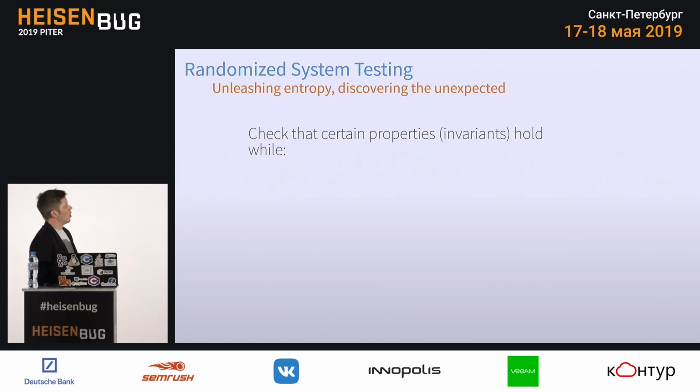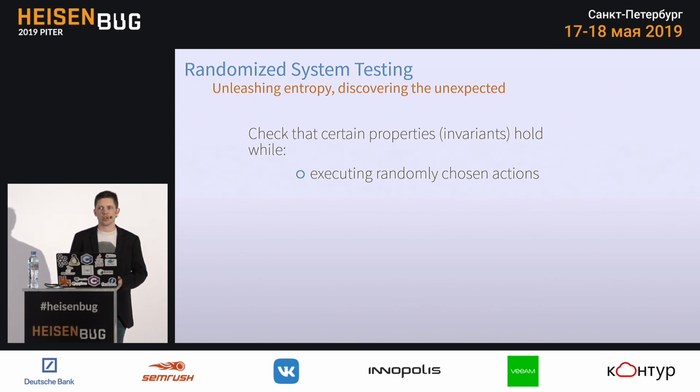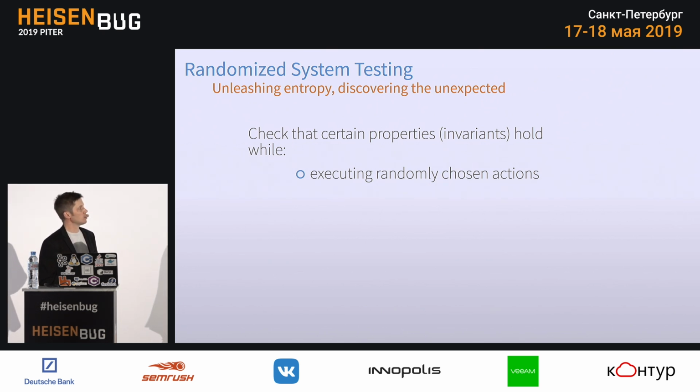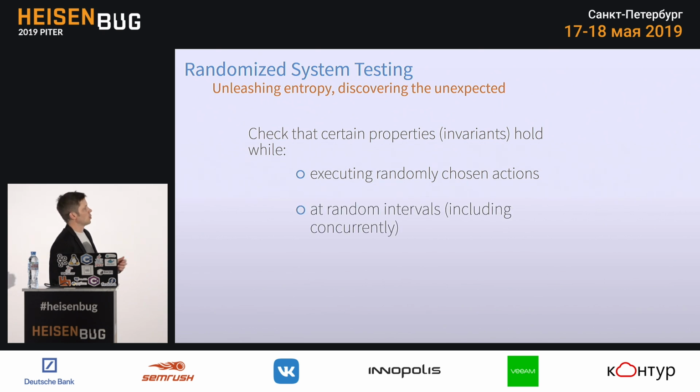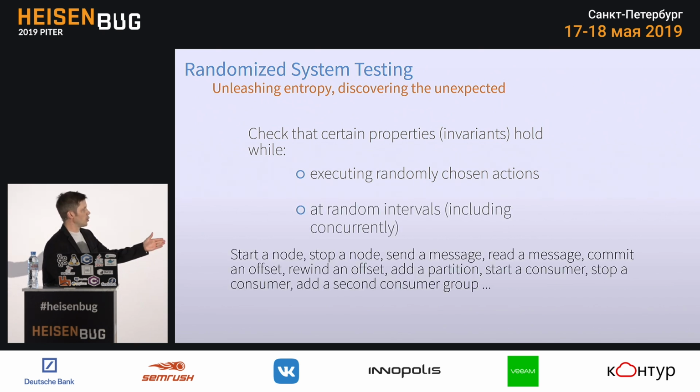So, what do we do in randomized system testing? We just decide on some properties, invariants that we want to make sure are true no matter what we do. All the while, we take a set of actions. So what actions can we do? Well, we could start a node, stop a node, send a message, read a message, rewind an offset, add a partition. There's just an endless list of things you could do with Kafka.